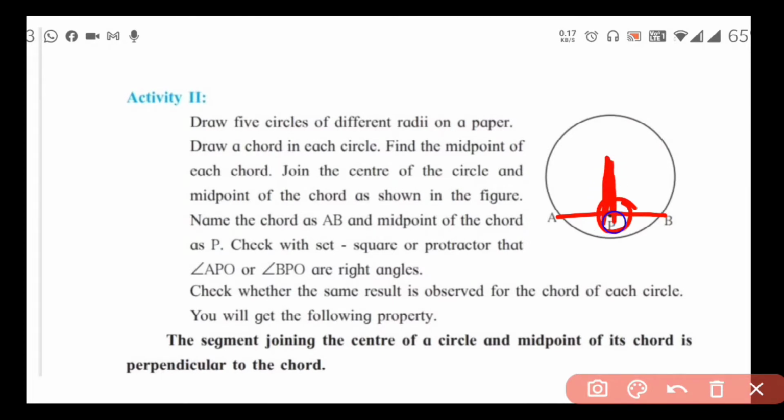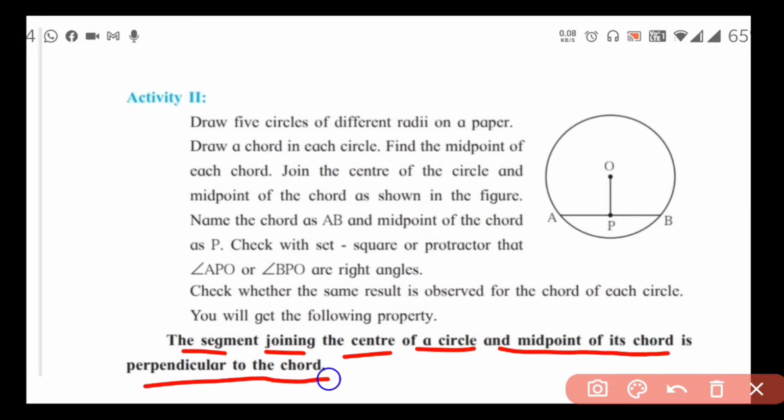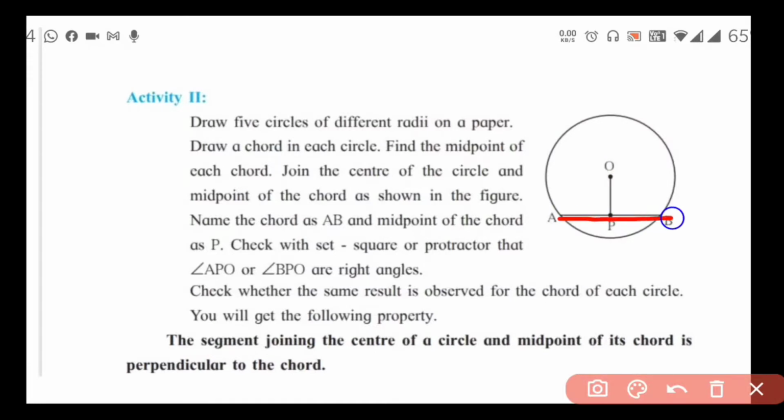When we join the midpoint of the chord with the center of the circle, and when we measure angle APO or angle OPB, both the angles will be 90 degrees. What does it show? It shows that the segment joining the center of the circle and the midpoint of the chord is perpendicular to the chord. That means this segment OP, segment OP, is perpendicular on chord AB. So this is the second property.